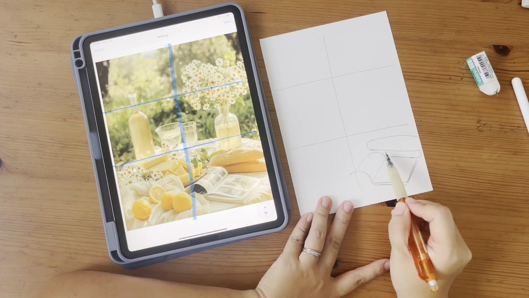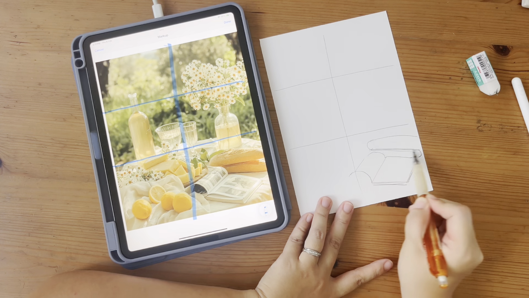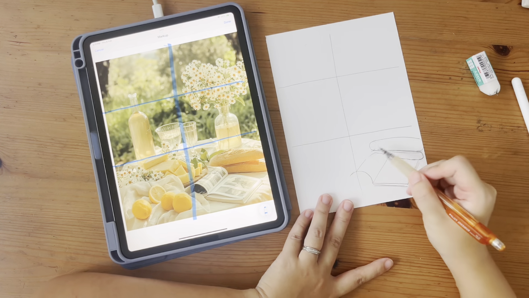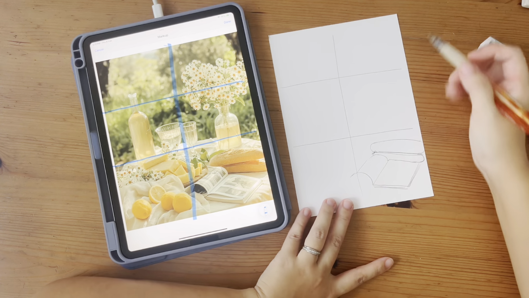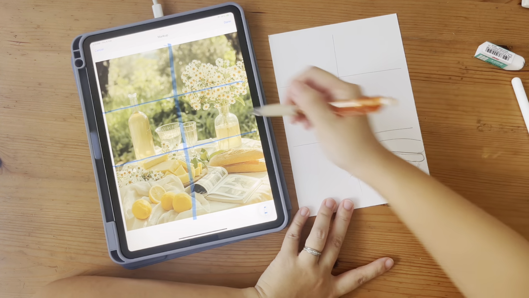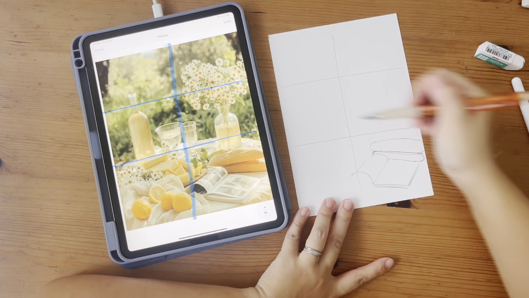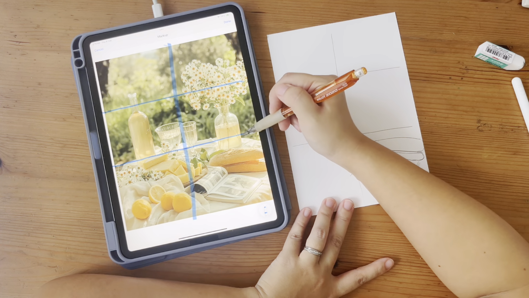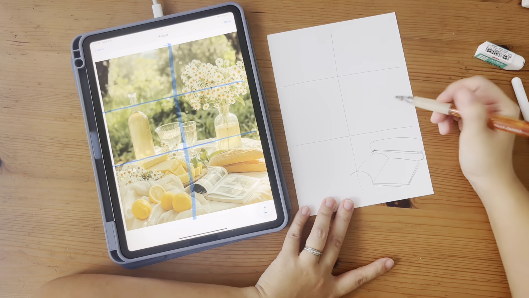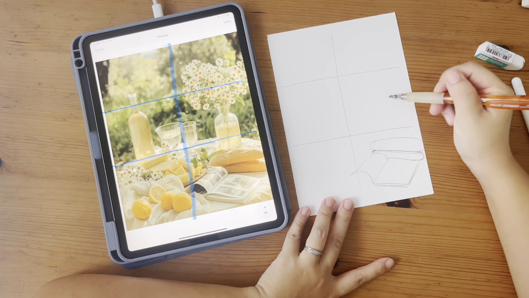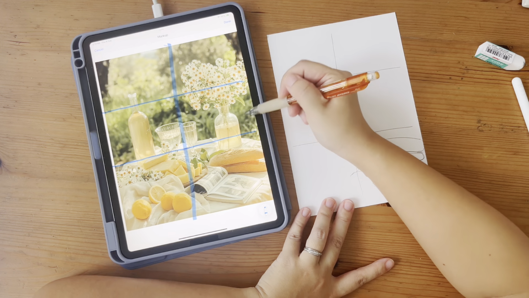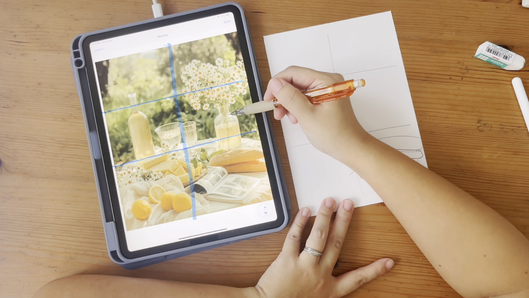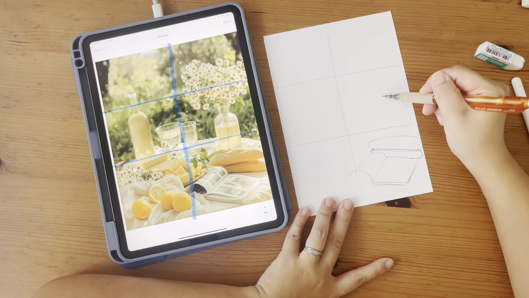Now remember, you are not doing a photorealistic reproduction, so you don't have to be super duper particular about the exact look of things. You are basically marking out the lines where you would see that item. So next, I'm moving on to this vase. It starts off around the center of this grid, so that's where I'm going to mark it.